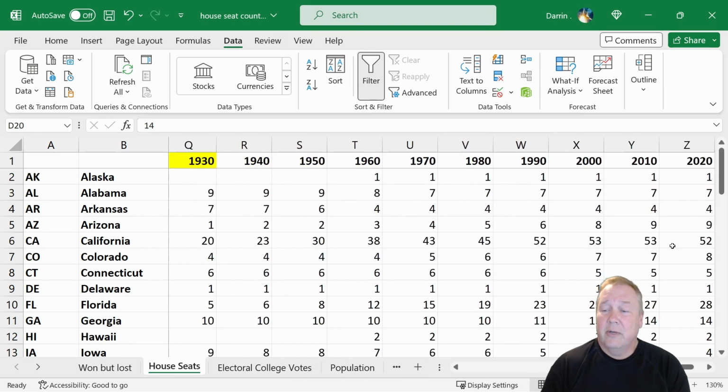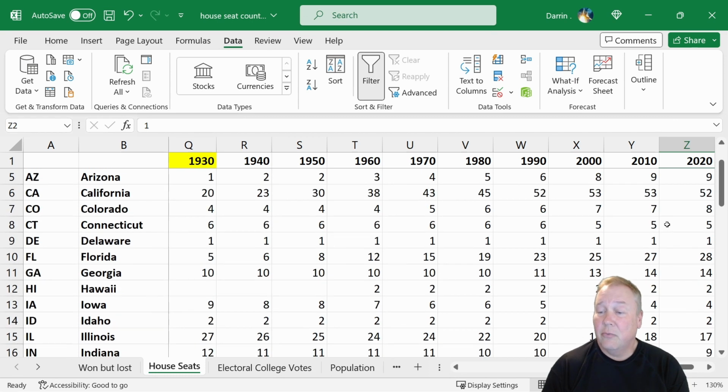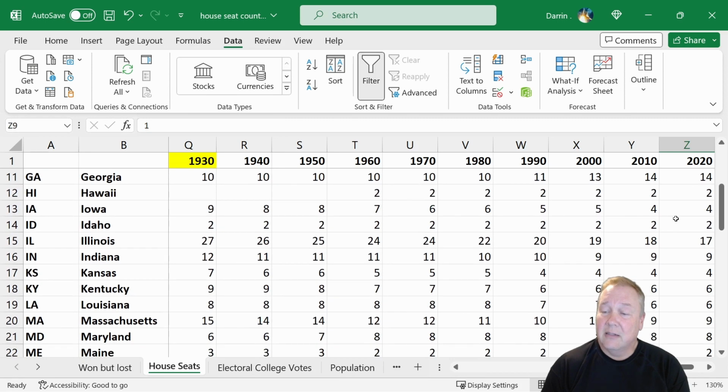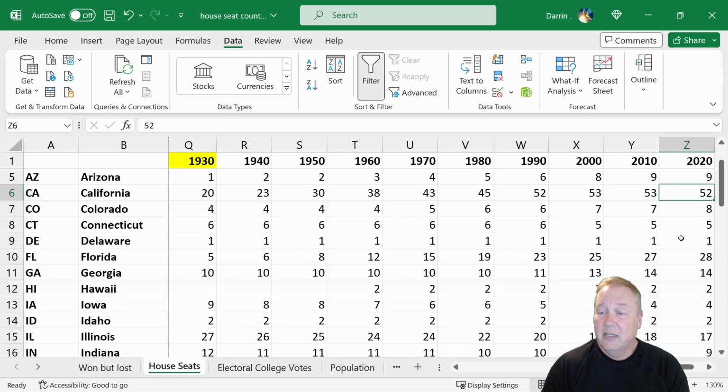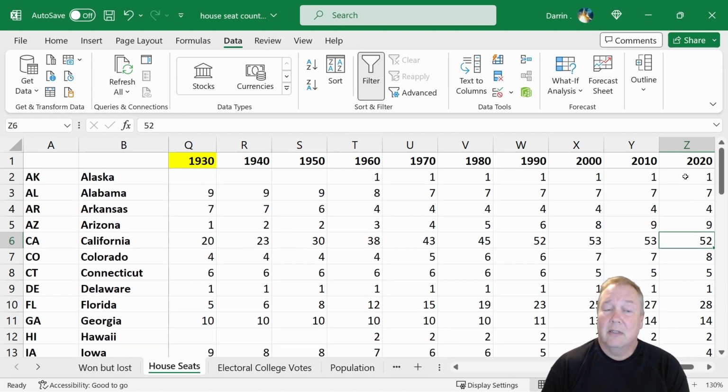And if we come over to the 2020 census, we still see places like Alaska that have one. Delaware is one seat. Hawaii's two seats. But we also see places like California with 52 seats, 52 times more votes than Alaska, but still two senators.